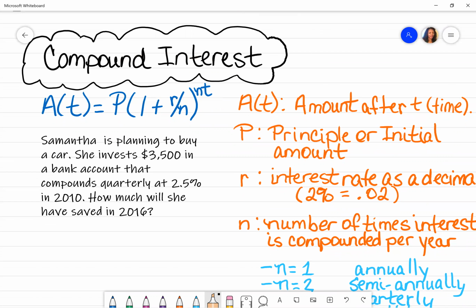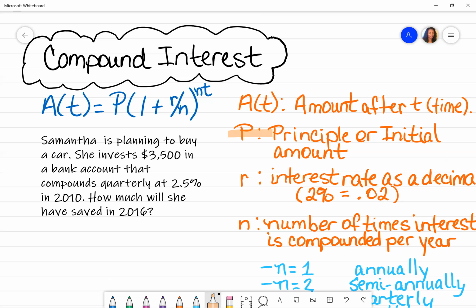So that formula is read A of t is equal to P times the quantity of 1 plus r divided by n, all raised to the power of nt, where A of t represents your amount after t. And so that basically means, just like I said in the first video, what will your amount be after a certain amount of time? So for instance, if I started out with $300 and I have a specific rate, what will it be after 5 years? So that's what A of t represents.